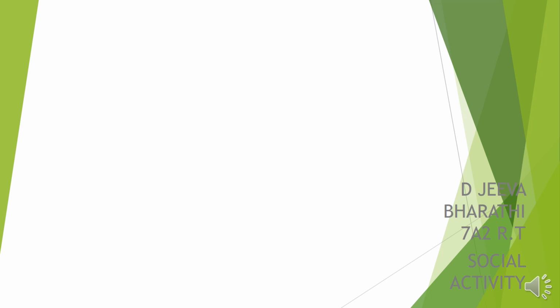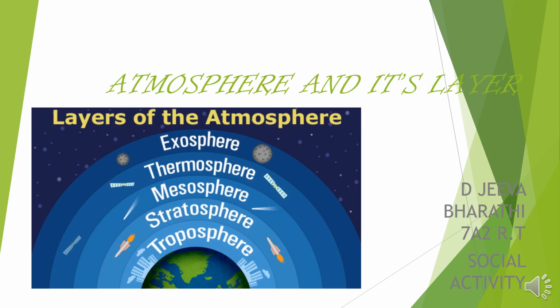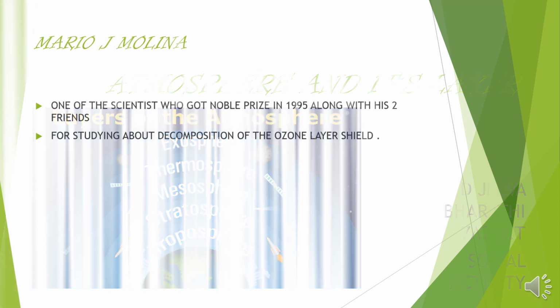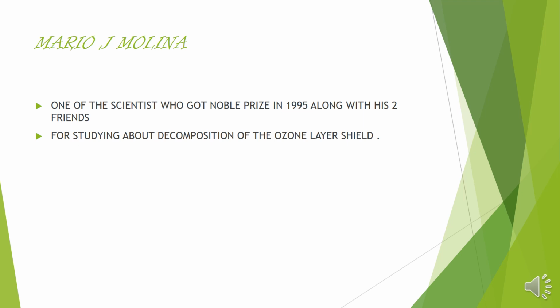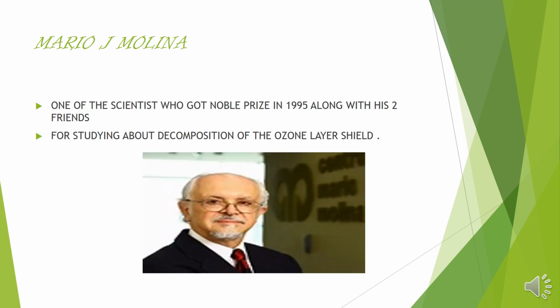Here I came up with a new concept called atmosphere and its layers. Here are the layers of the atmosphere. Mario J. Molina was one of the greatest scientists, who got the Nobel Prize in 1995 along with his two colleagues for studying the decomposition of the ozone layer shield. So here is the image of him.